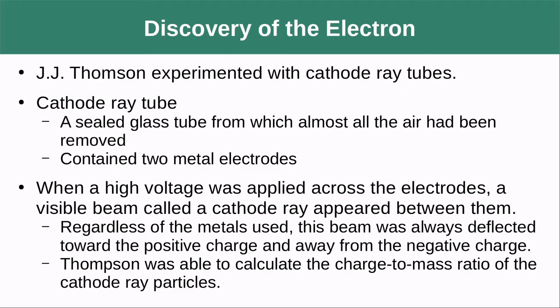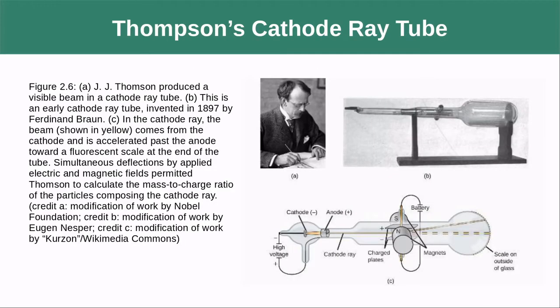What Thomson discovered is that regardless of the metals that he used for the electrodes, this beam was always deflected towards the positive charge and away from a negative charge. He was able to calculate the charge to mass ratio by figuring out how much voltage was required and carefully measuring how much deflection he had of the cathode ray particles. Here's an image of the kind of setup that he was using. You can see down here he's focusing this cathode ray and then he's able to deflect it using these charged plates here.